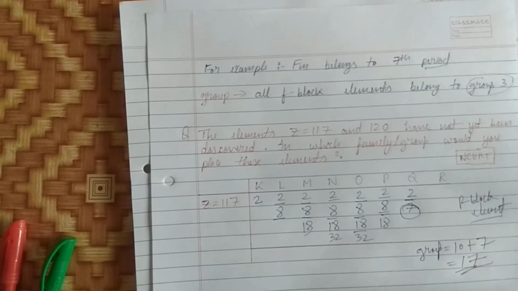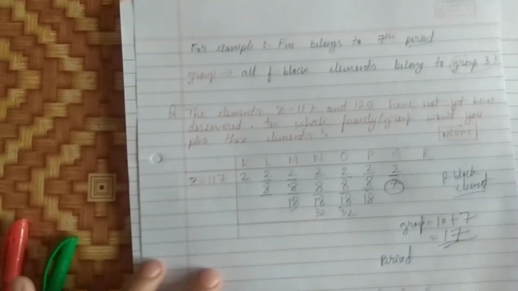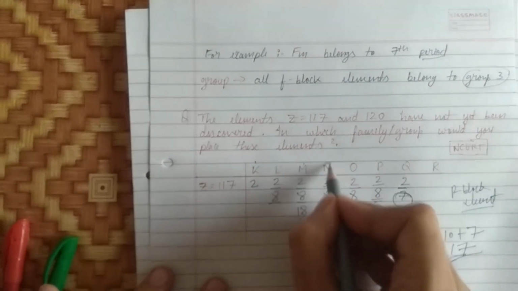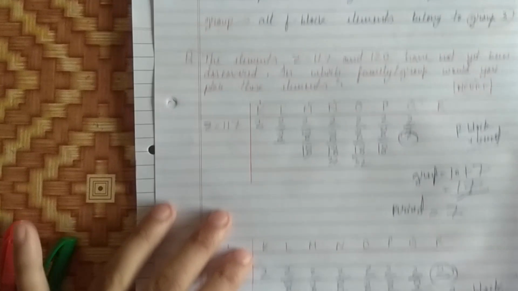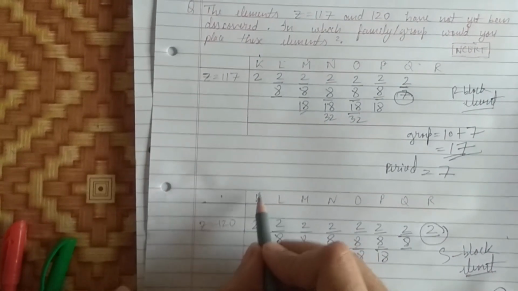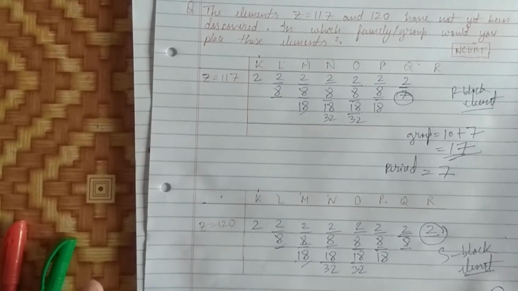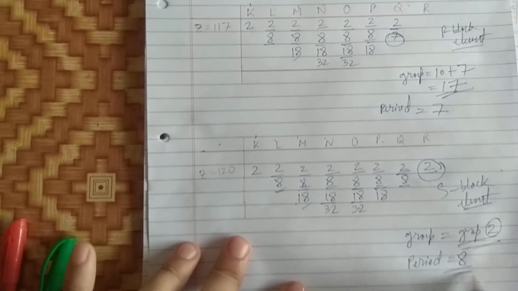And you can tell the period number in both the cases. In the previous case, you will have to count 1 2 3 4 5 6 7, so the period number will be 7. And in the case of 120, again you can count 1 2 3 4 5 6 7 and 8, so the period number will be 8, which doesn't actually exist.